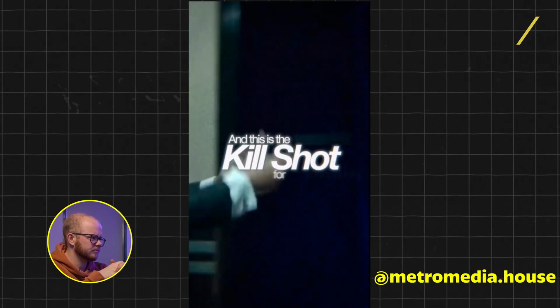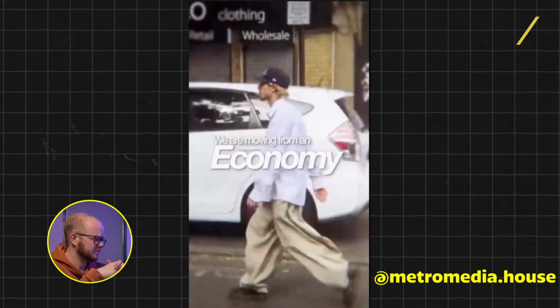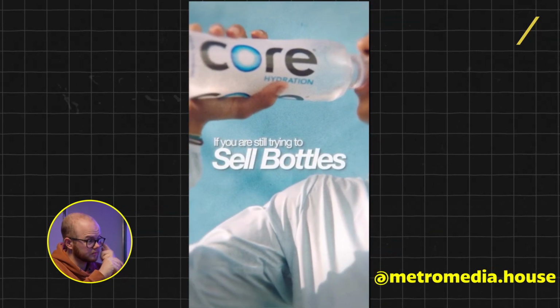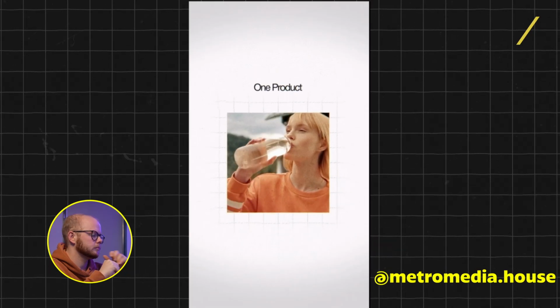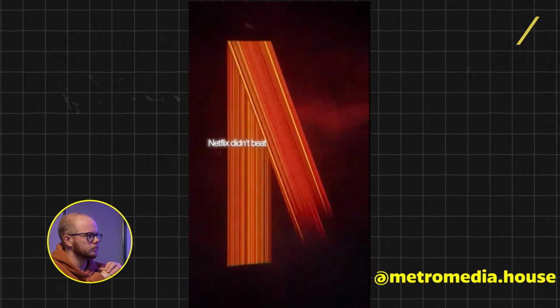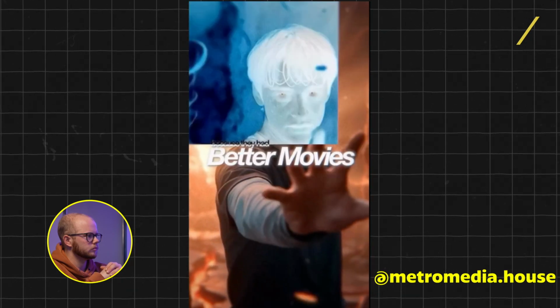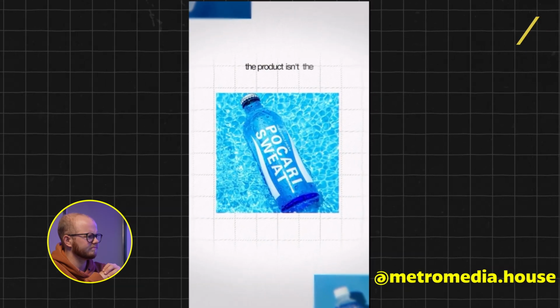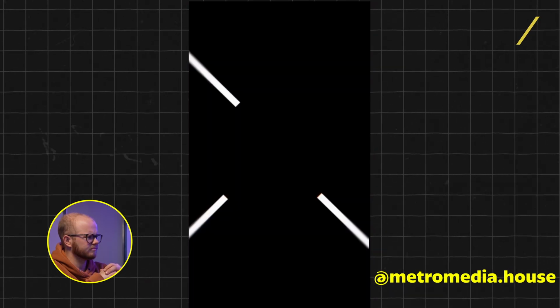And this is the kill shot for your industry. We are moving from an economy of selling units to an economy of bundling value. If you are still trying to sell bottles, one project, one service, one product at a time, you are competing with people who are selling subscriptions. Netflix didn't beat Warner Brothers because they had better movies. The utility company always beats the bottle seller. Because for the utility, the product isn't the water, it's the pipe.